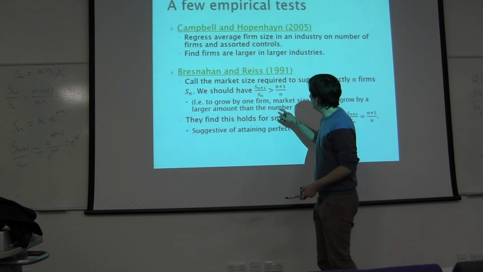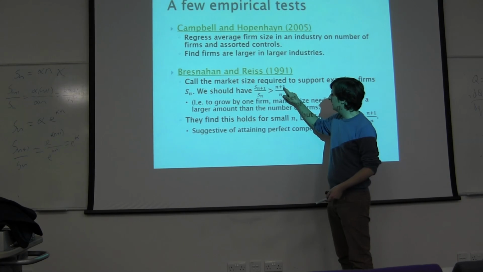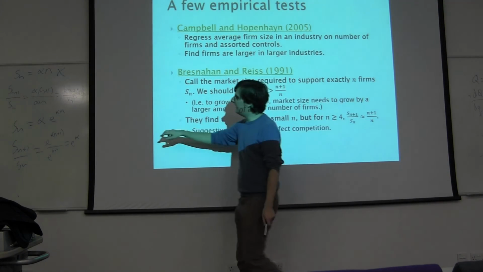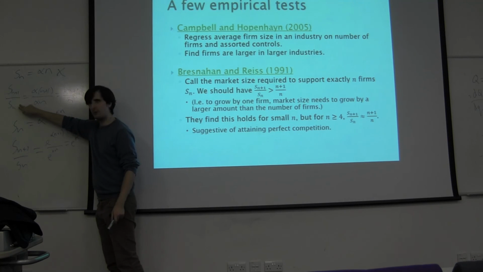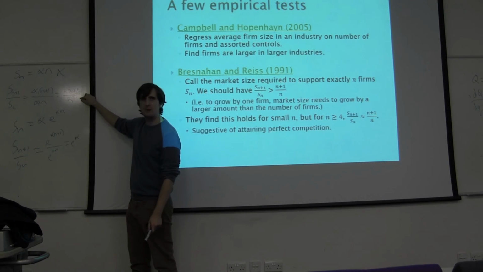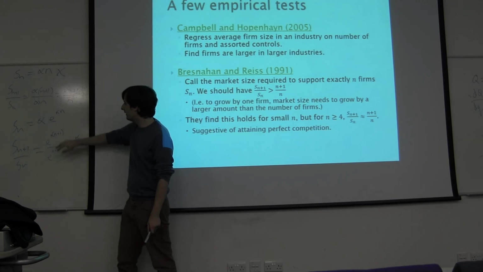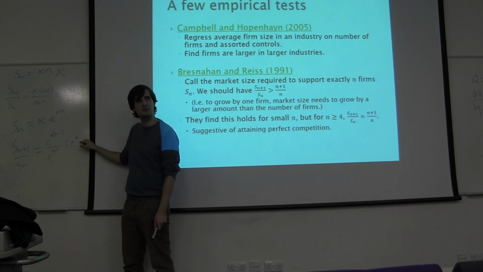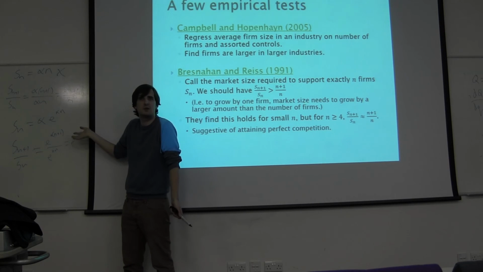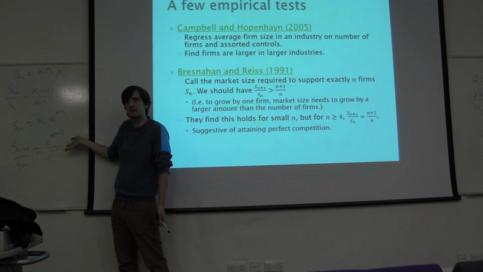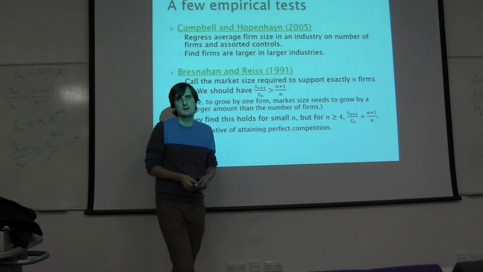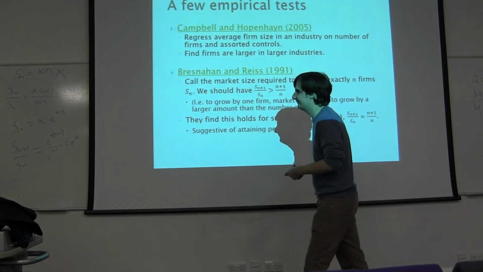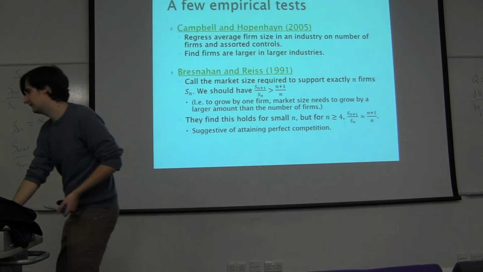And in particular, here we found Sn plus 1 over Sn was equal to n plus 1 over n. When n is big, this is approximately 1. Whereas when n is big, this is still bigger than 1. This is just some constant, it's bigger than 1. It's not tending to 1 as the number of firms goes to infinity. I'm not sure if that's helpful.